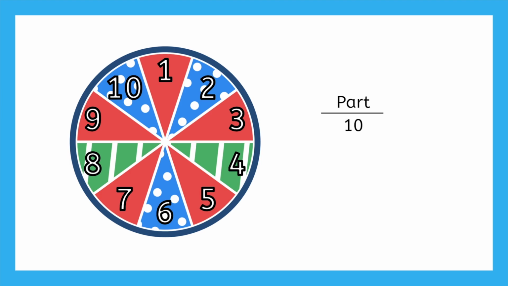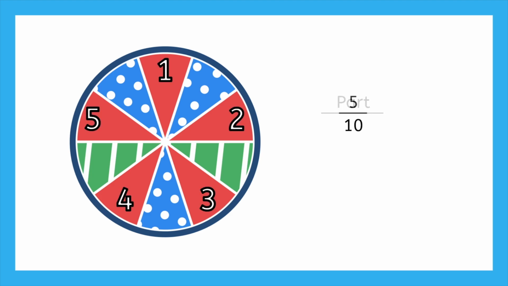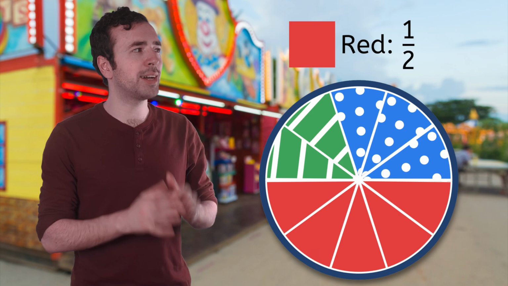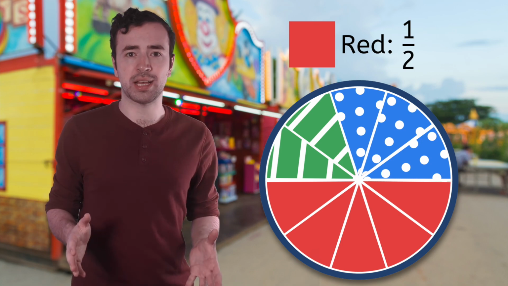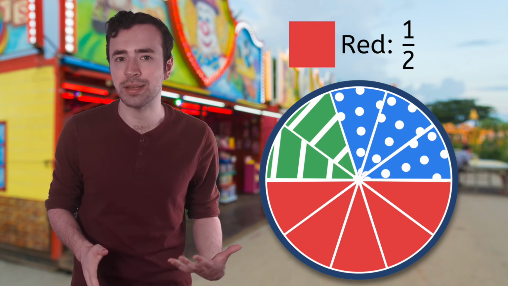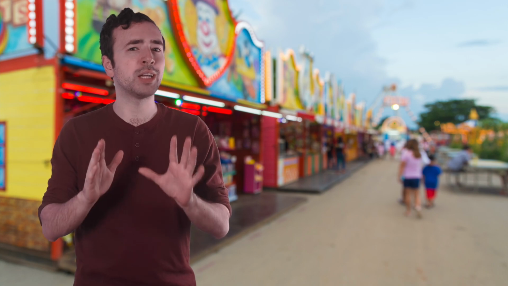Out of the whole 10 sections, 5 of them are red. So red takes up 5/10, or 1/2, of the wheel. We can also imagine rearranging the wheel to put all of the red sections together. Combined, they take up 1/2 of the wheel. Since red takes up half of the wheel, I should expect that half of the time the wheel will land on red. Before I make my prediction, I should check the probability of landing on the other colors.